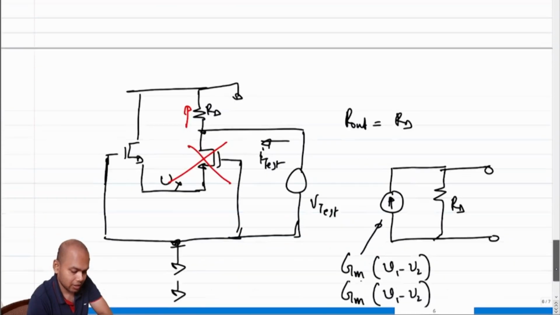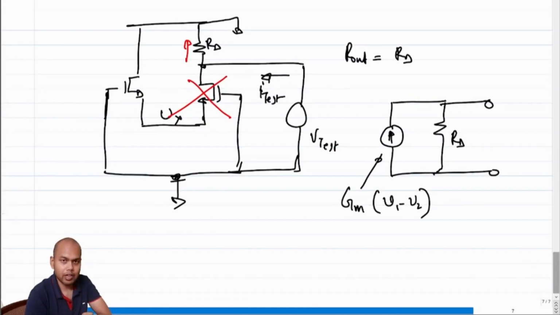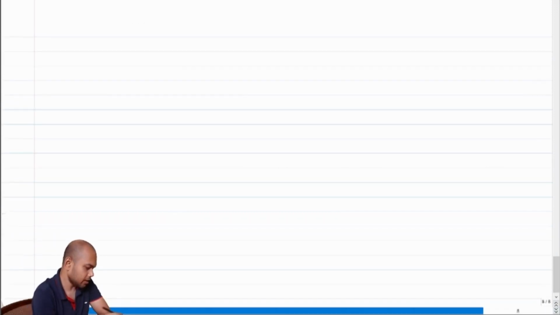Okay, so this is different from a common source amplifier where the direction of the current is flowing out of the load. Okay. So next, let's consider what's going to be the output resistance in presence of channel length modulation, right? So let's do that.